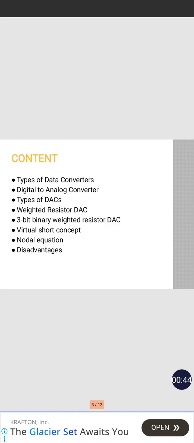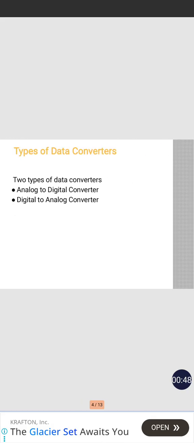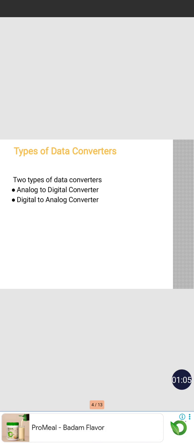and what are the disadvantages of these weighted resistor DACs. First, what types are available in the data converters? There are two types of data converters. The first one is the analog to digital converter, and the second one is the digital to analog converter. Now we are going to discuss the digital to analog converter.